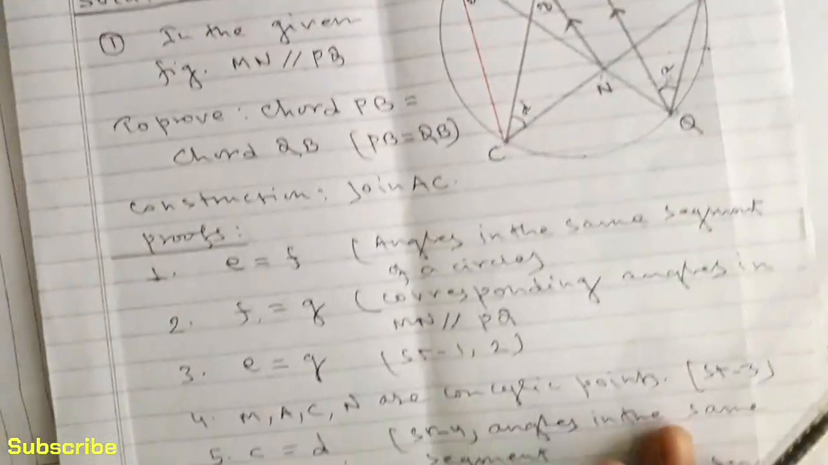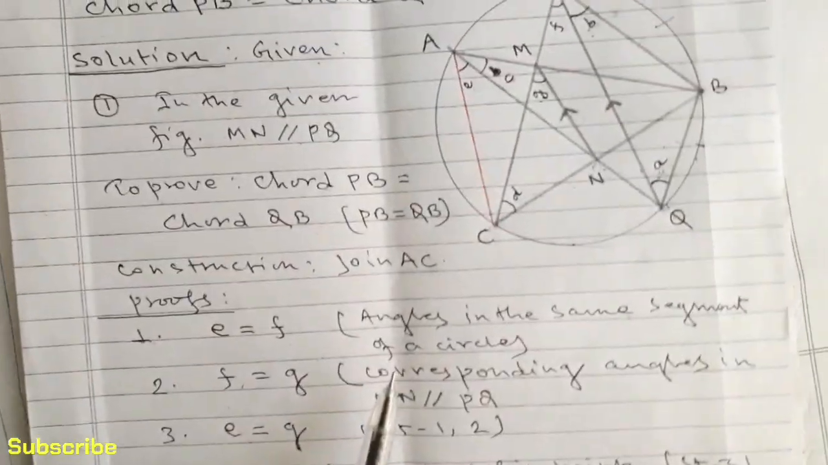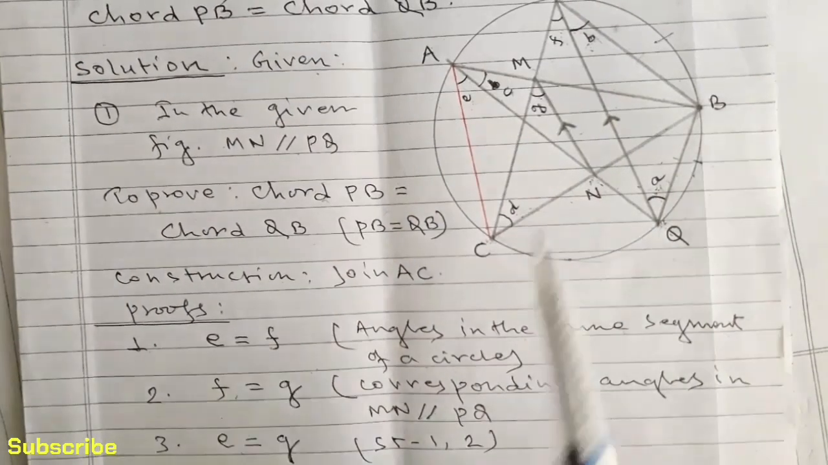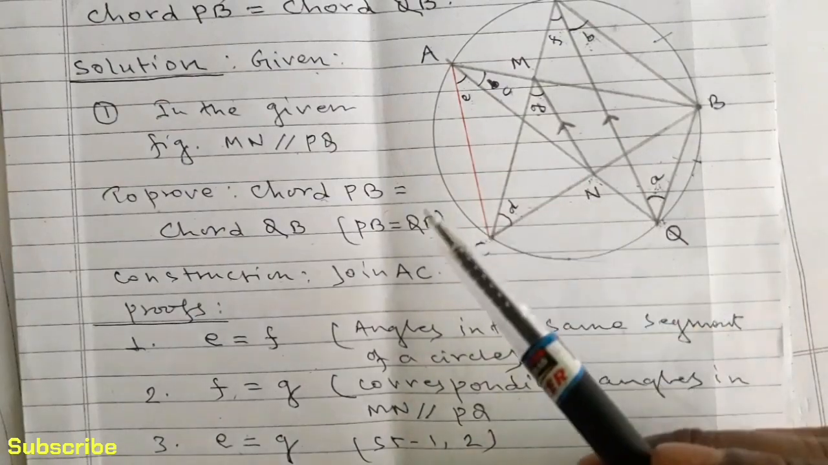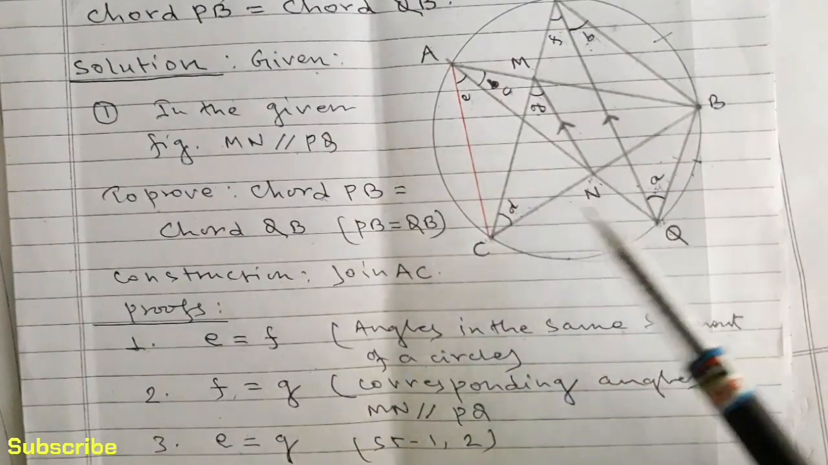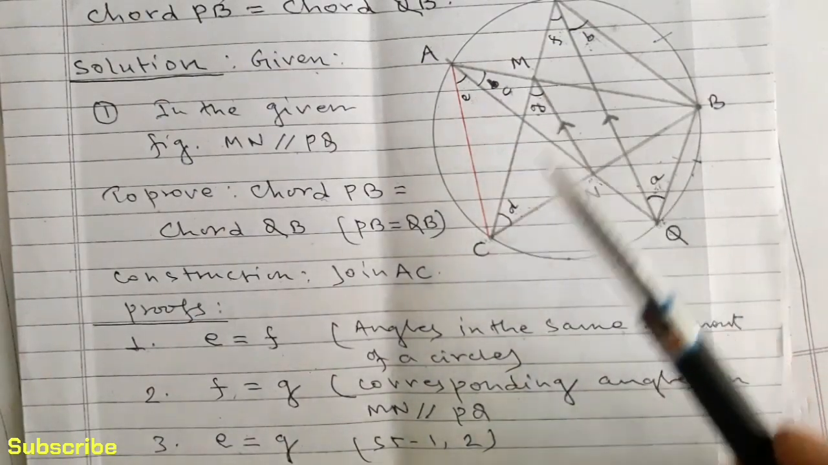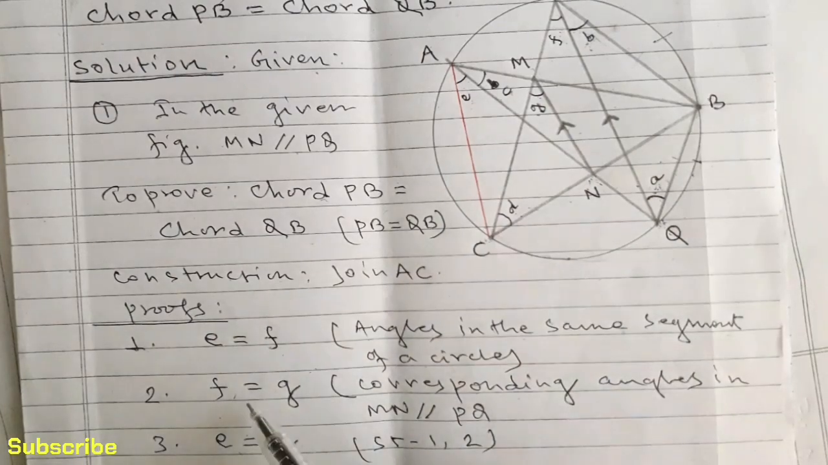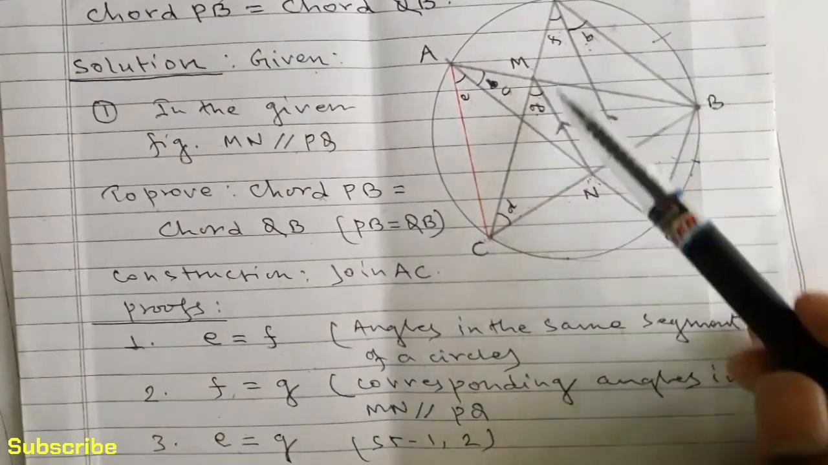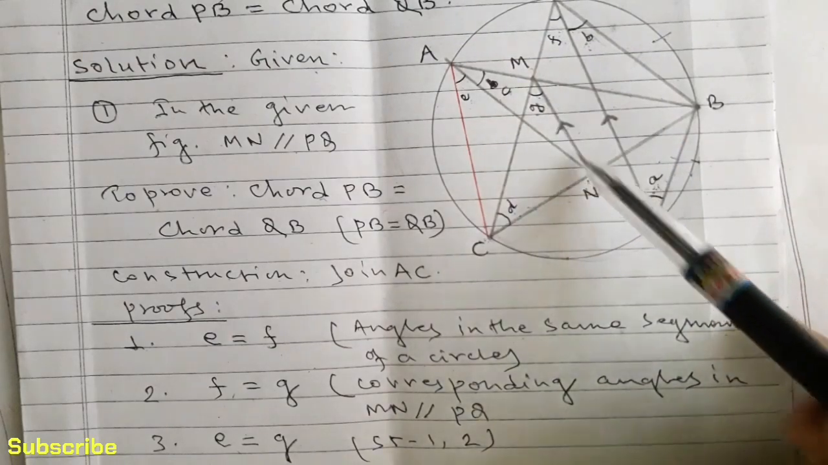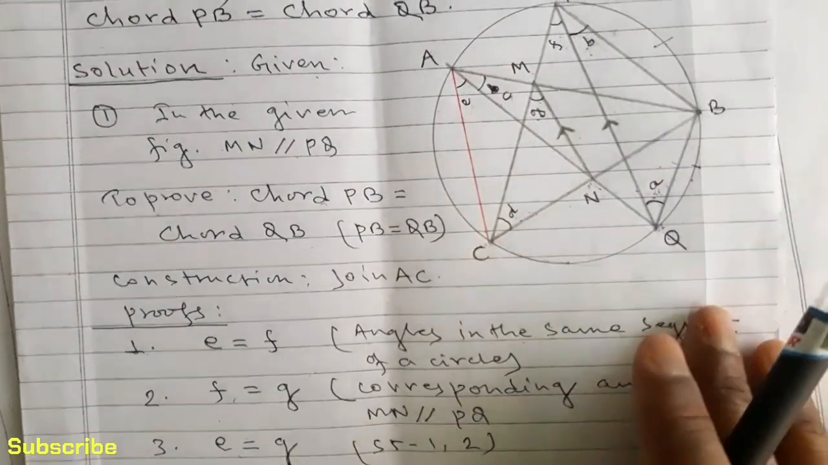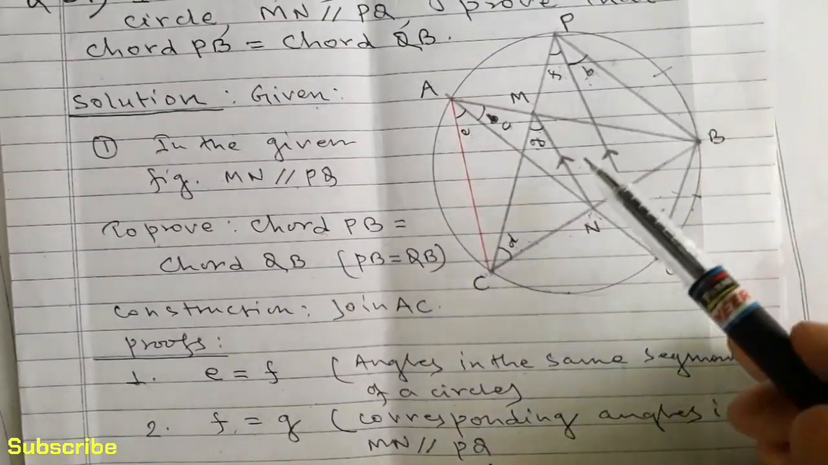So dear students, in statement number 1, we have written E is equal to F, angles in the same segment of a circle, or we can say angles at the circumference subtended by the same arc. Then F is equal to G, we have taken corresponding angles equal in the parallel lines MN and PQ.